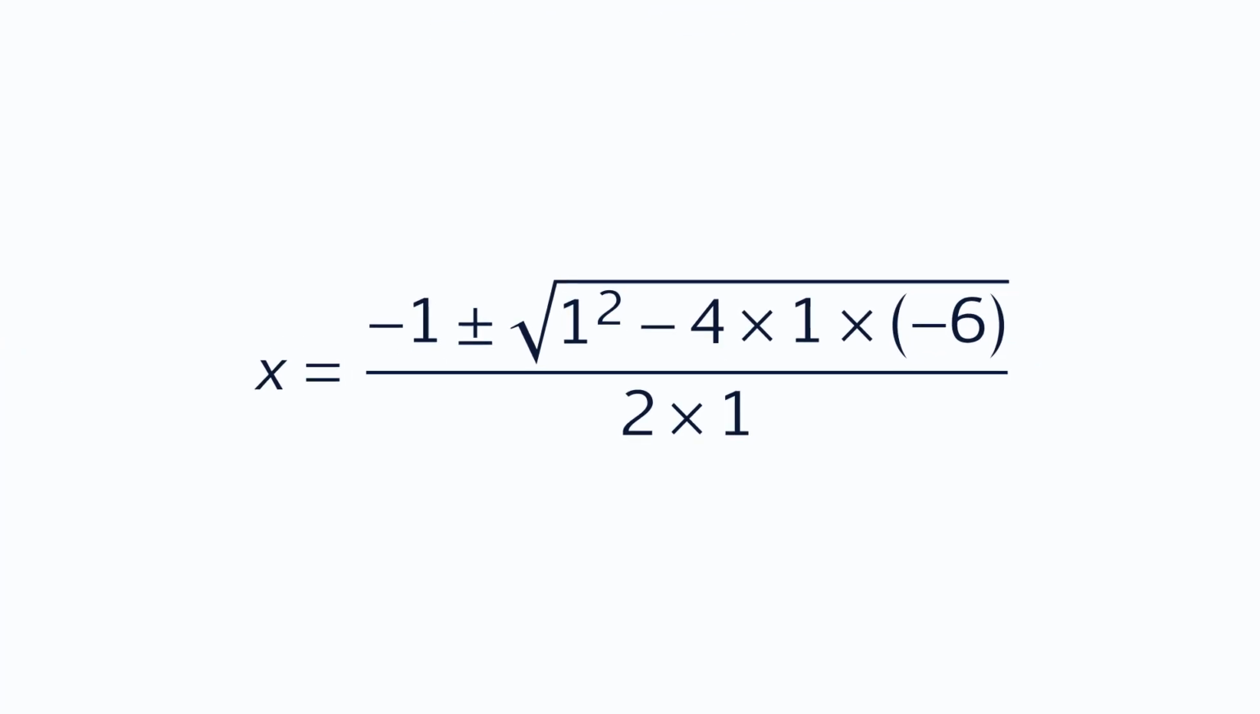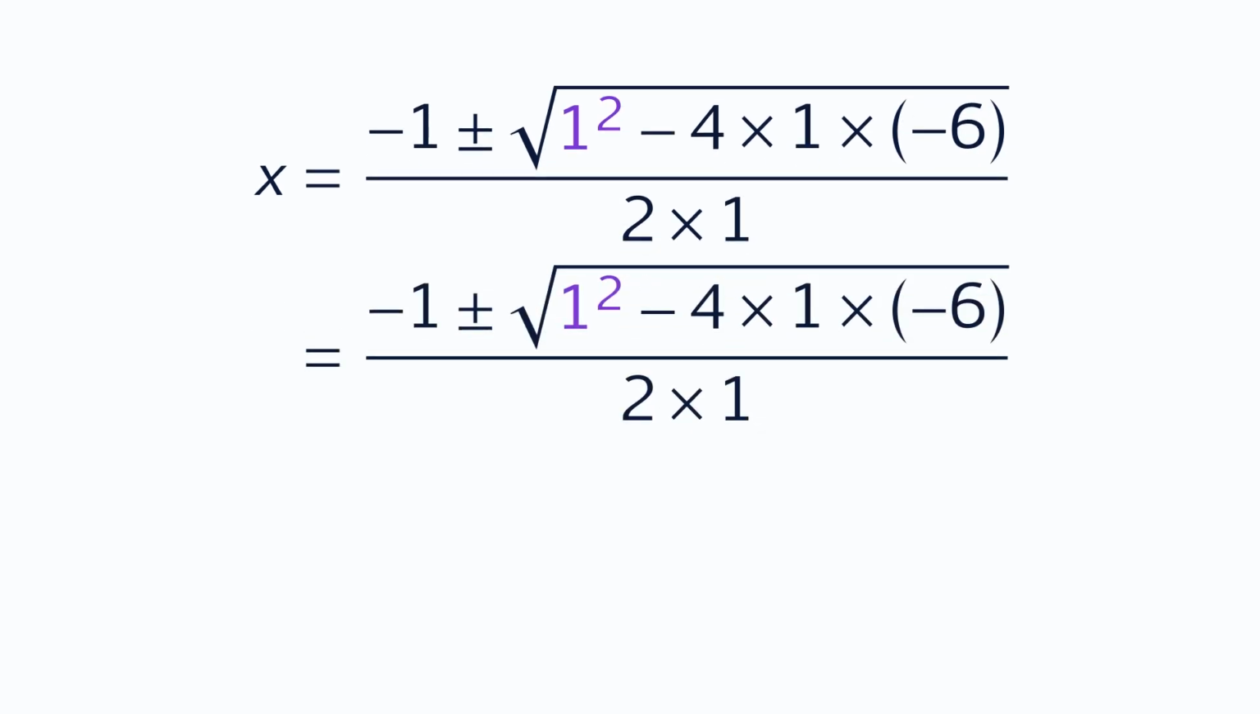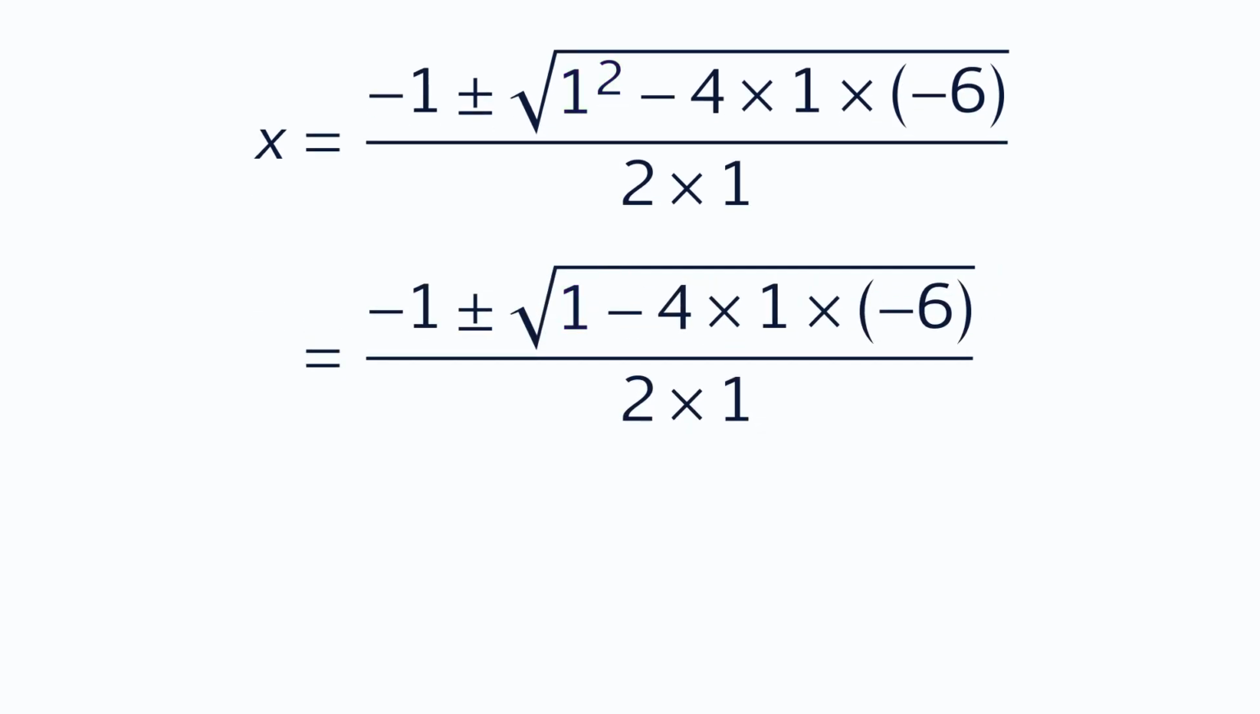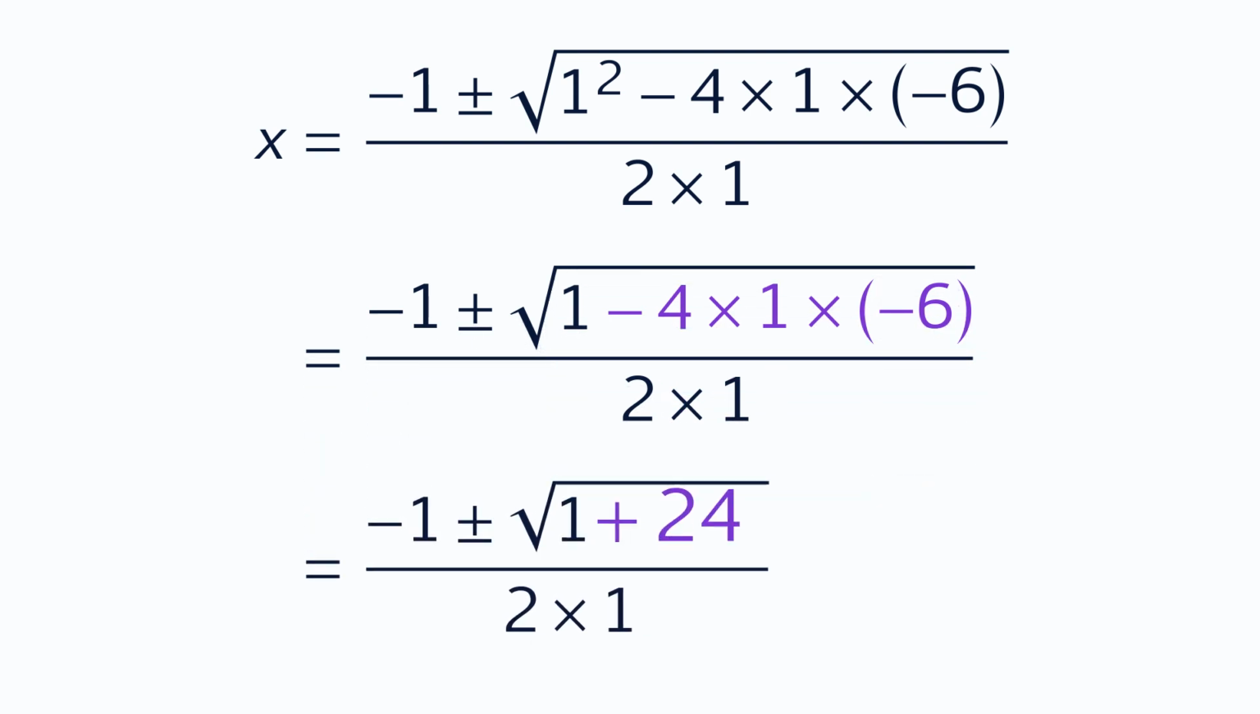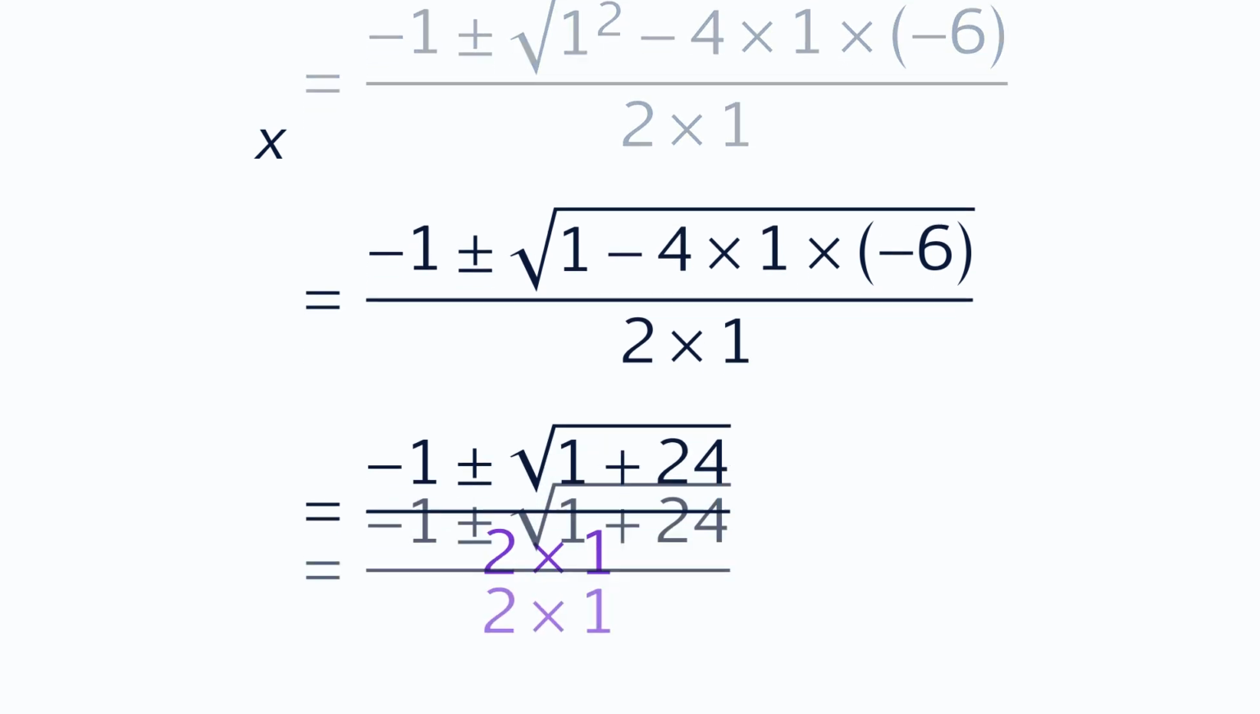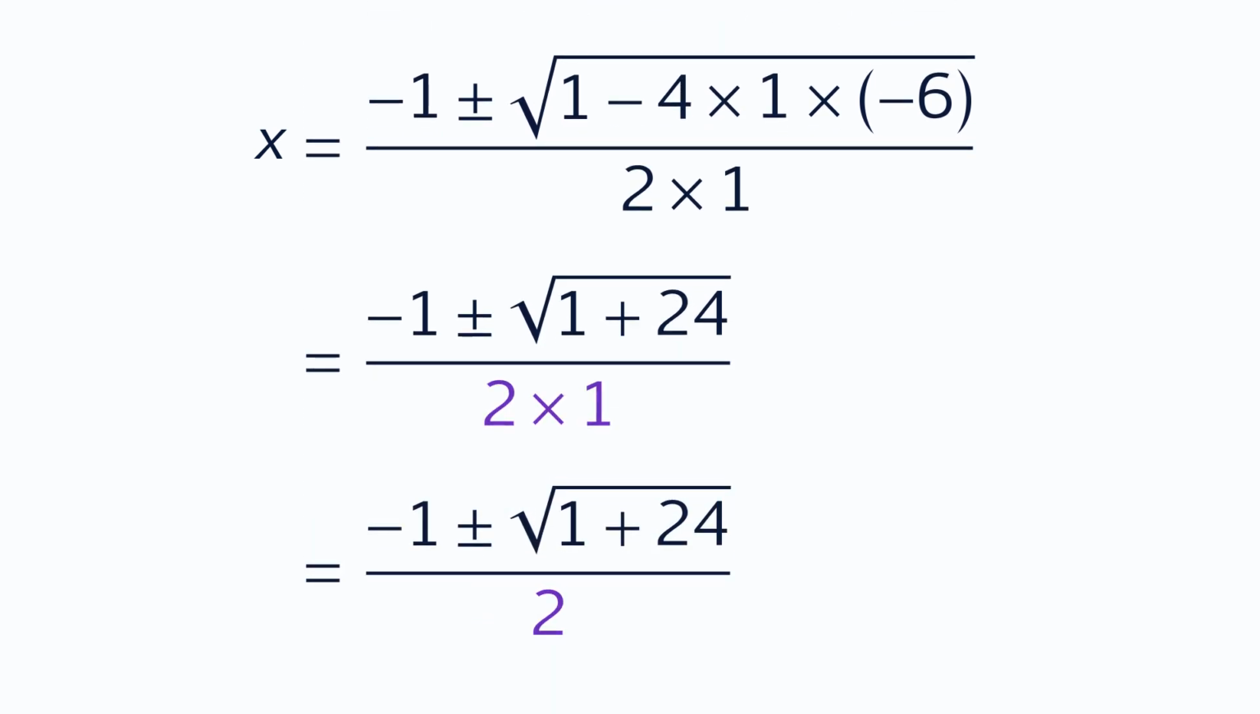You may notice that the first term needs no work. Then you can move on to calculate the discriminant term by term. That means you calculate the expression under the square root. 1 squared is 1. Next, minus 4 times 1 times minus 6 is 24. This gives you 1 plus 24 under the square root. In the denominator, you have 2 times 1, which is 2.